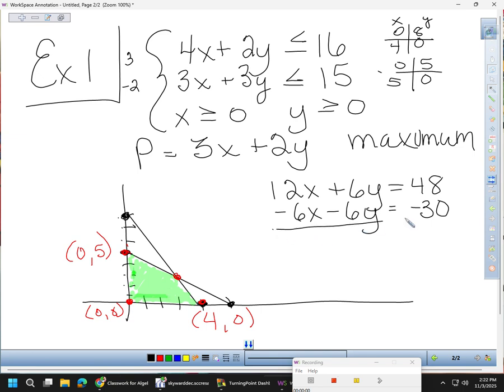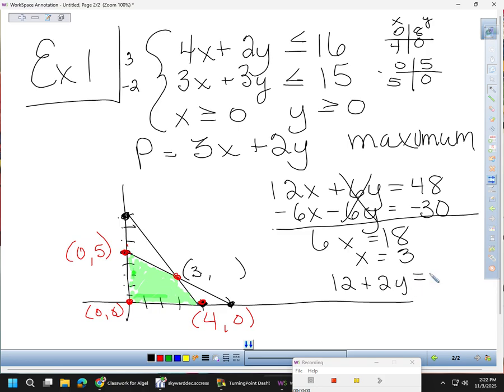I'm going to go ahead and add these together. My 6's drop out, right? So I have 6x equals 18. So x equals 3. So that's got my x value. I need to find my y value. Got to plug it back in, exactly. So I'll plug it back in right here for x. So I have 4 times 3 is 12. Plus 2y equals 16. 2y equals 4. So y equals 2. All right.